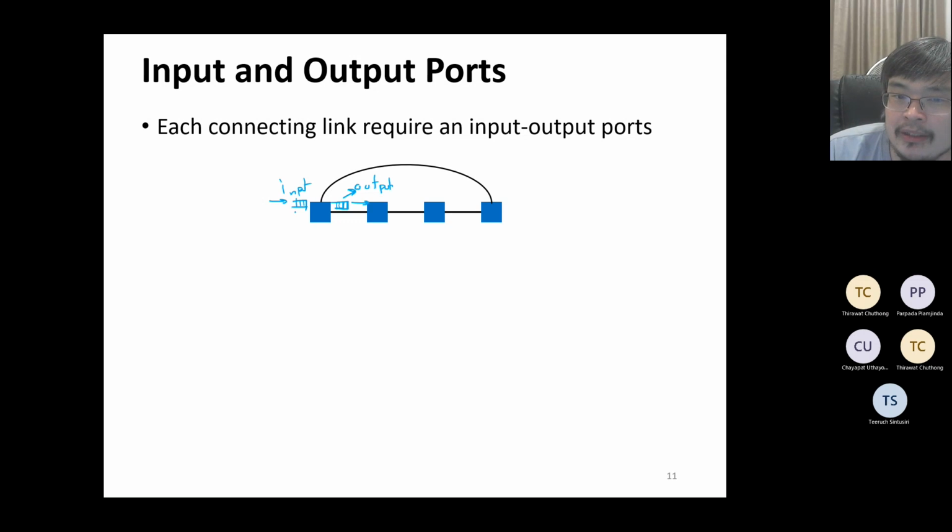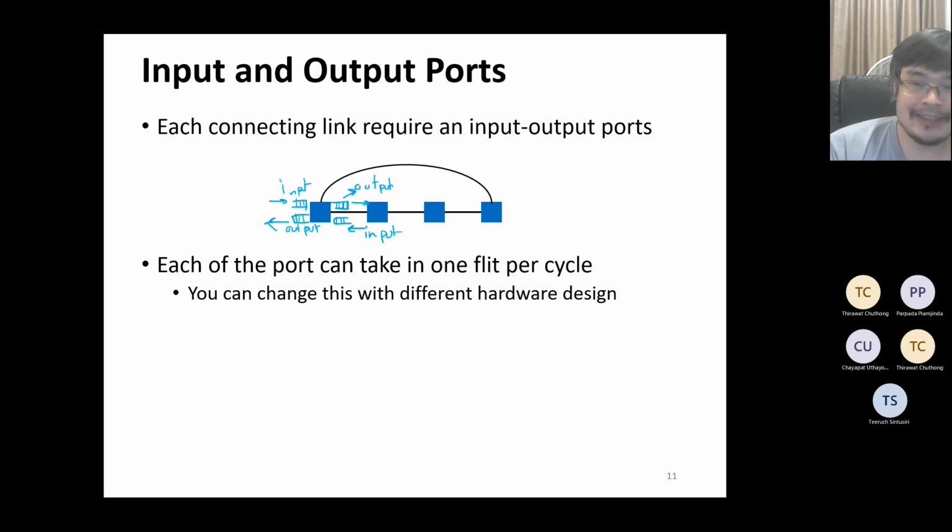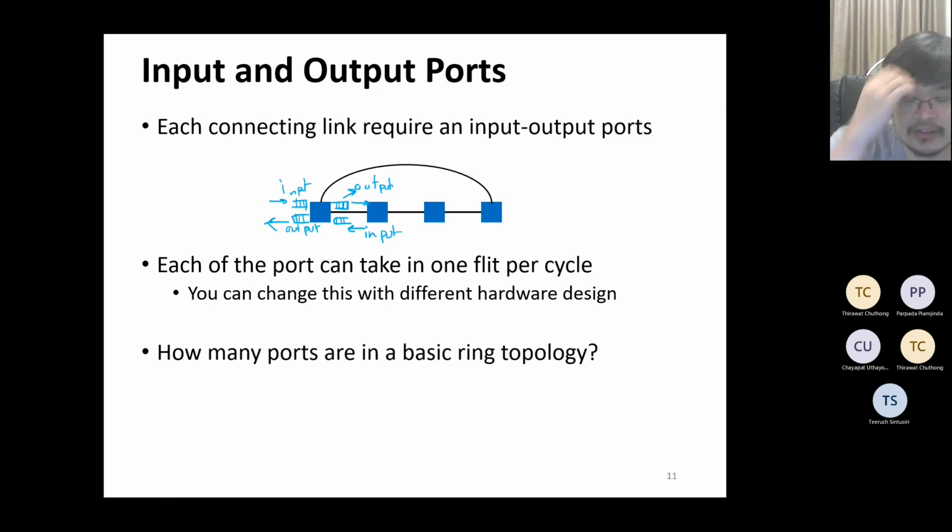So you would output here, input from here. You also have the input from this direction, right? Input, for example, here. And then another output that would go in the clockwise direction, right? So in this case, these are the input and output ports. Each of these ports can take in one flit per cycle. So I just take in one flit per port, per direction, generally. And you can change this with different hardware design. So this is basically flexible to some extent, right?